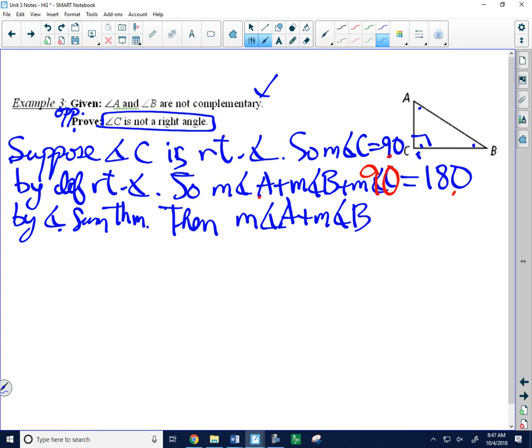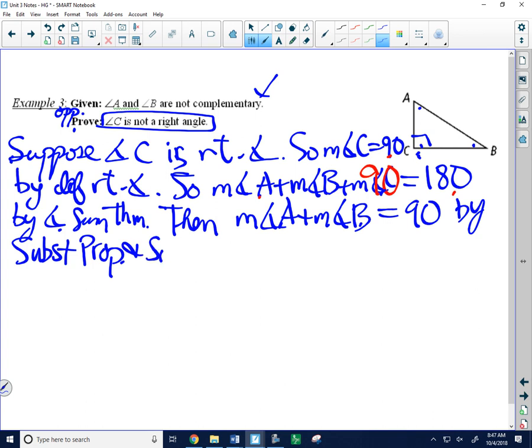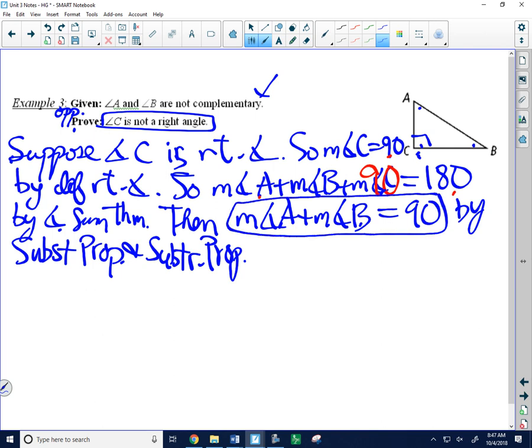So you could just plug in 90 as substitution and then subtract it, or on these types of proofs, I'm just combining two steps in one. I'm going to say, well, A plus B equals 90. I substituted and then subtracted 90. So by substitution and subtraction property. Okay, well, just plugged it in, subtracted 90. Doesn't this mean that A and B are complementary? If A plus B equals 90.